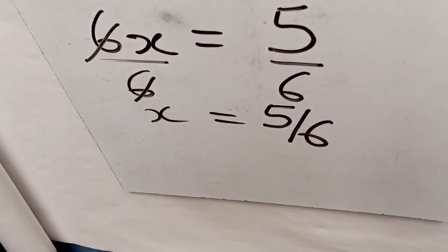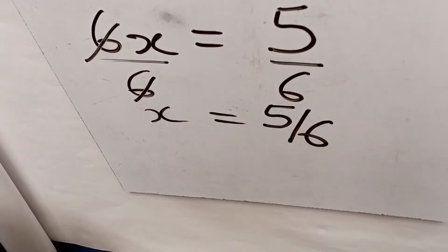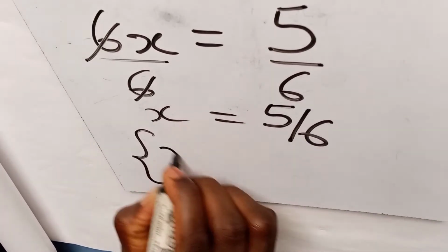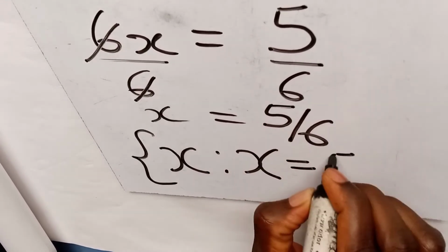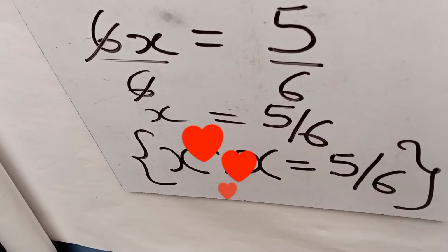But the question says find the truth set. Okay, so you have to write the truth set for x equal to 5 out of 6. And the truth set is x such that x is equal to 5 divided by 6. So this becomes our answer.